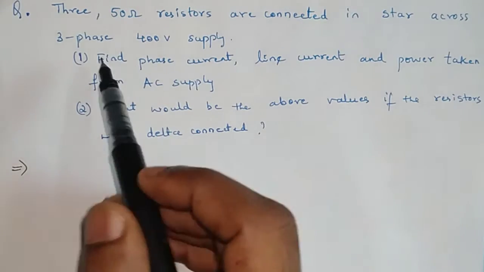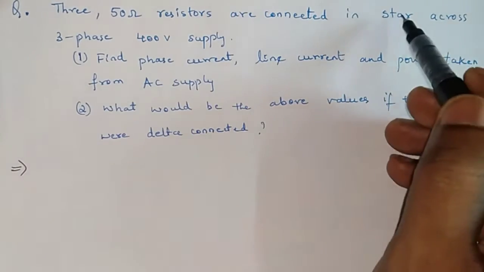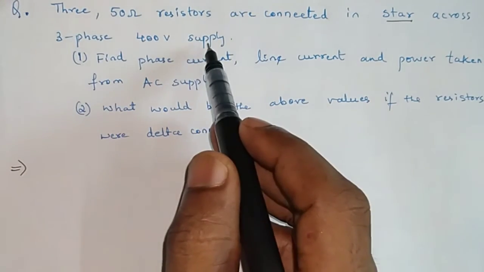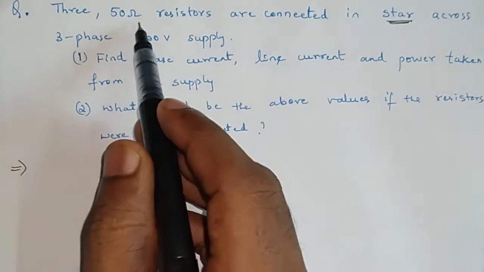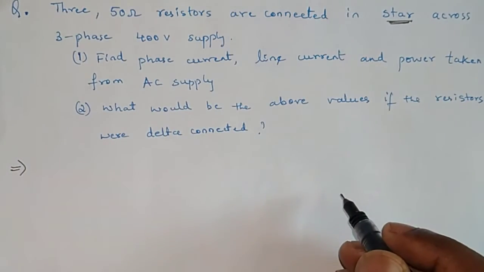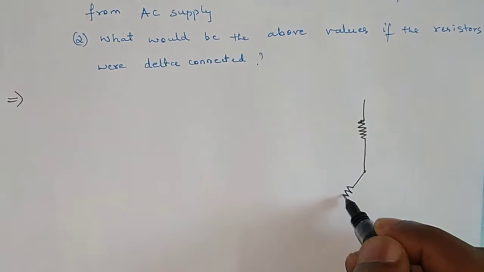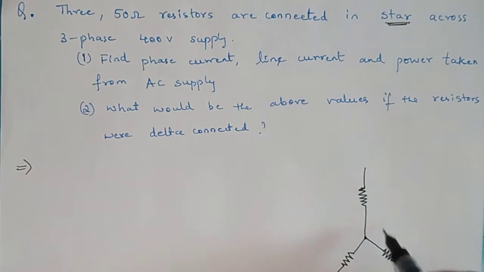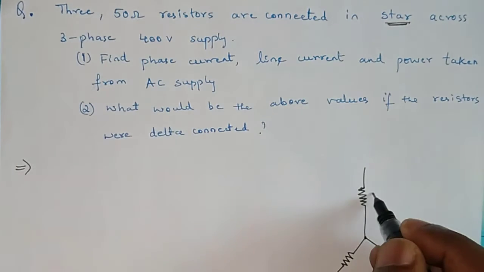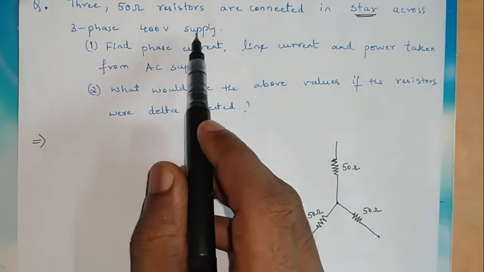So the problem is about the given three 50 ohm resistors are connected in star across a 3-phase 400 volt supply. So we'll draw the circuit diagram of star connection. Three 50 ohm resistors connected in the form of star. I have drawn the star connection where three sides consist of 50 ohm resistors connected across a 3-phase 400 volt supply.